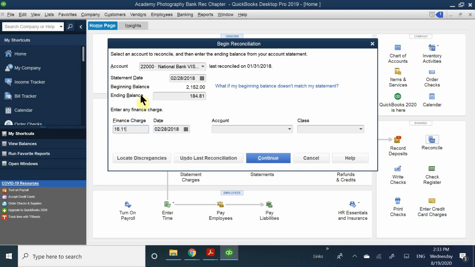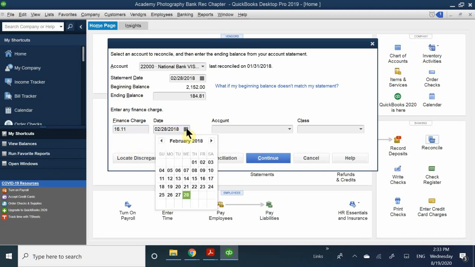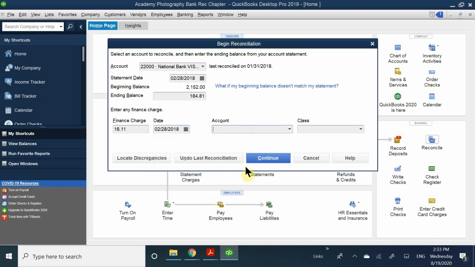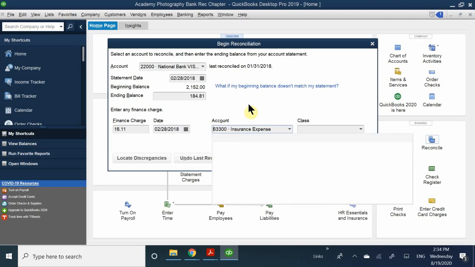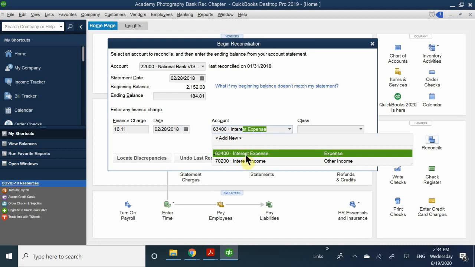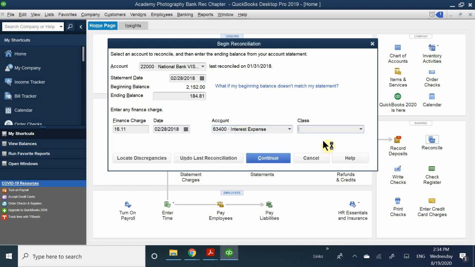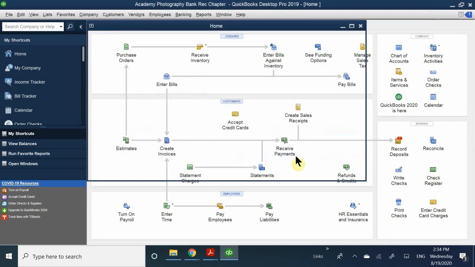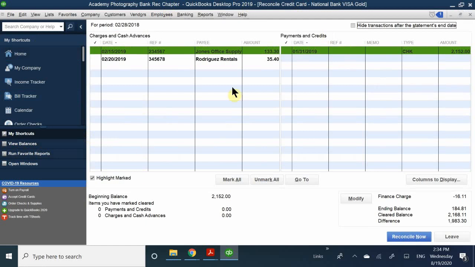That's right. Okay, and the date this charge was for, was it the end of February? Yes, the end of February. And what account am I going to associate this interest charge with? Interest expense. Interest expense, yes, and it is another overhead charge. Good. Now we can click continue. Then it's going to pull up this list of all your credit card transactions. Which one do we see that is true?